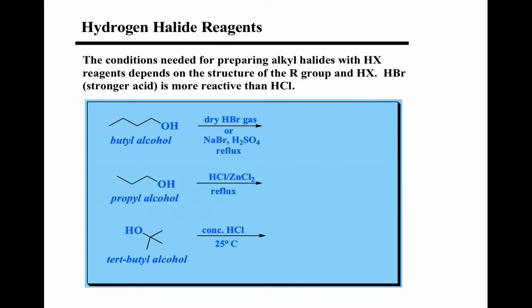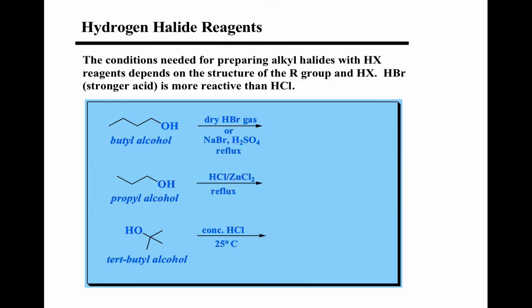Okay, that's right. So we go from an OH to an alkyl bromide. What do we think the mechanism is? SN1 or SN2? SN2. If we take propyl alcohol and we use HCl, zinc chloride, and heat it up to reflux, what's the product going to be?